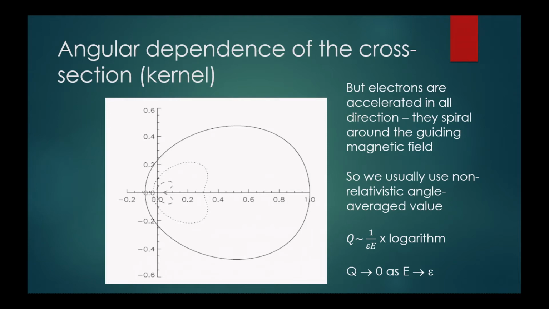We can use a kind of angle-averaged version of it, which is a lot more pleasant to use, and looks basically like this. It looks like 1/(ε E) times some logarithmic factor that guarantees that the cross-section goes to 0 as the electron energy approaches the energy of the photon being observed. That makes the math a little more straightforward.